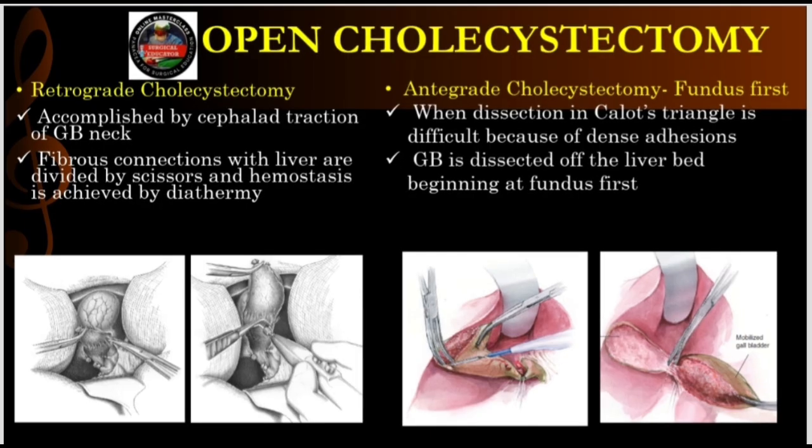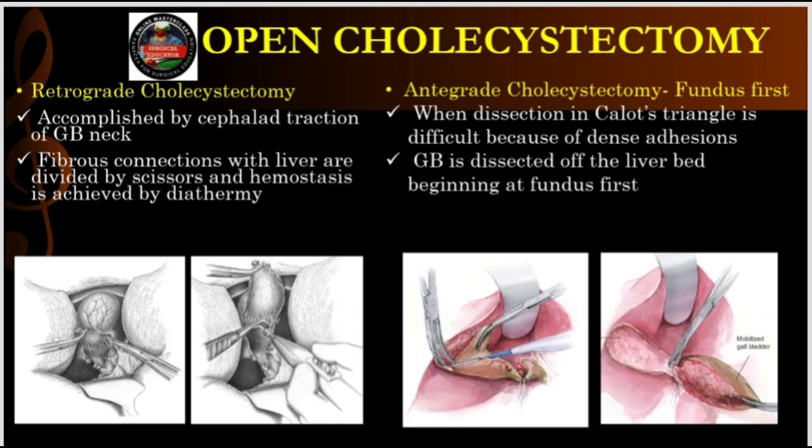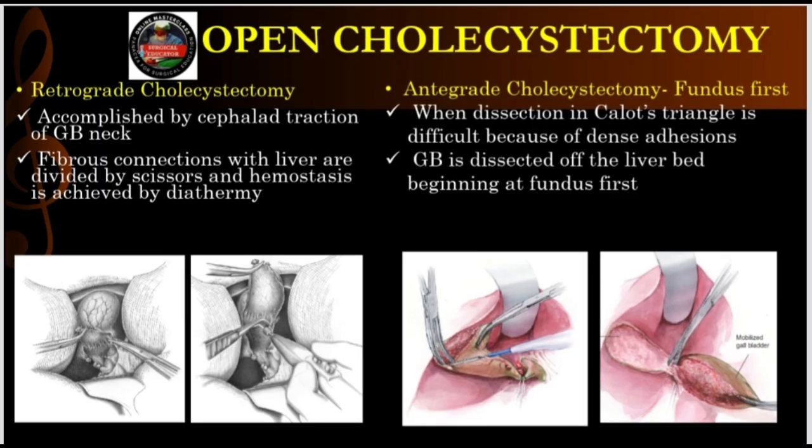This slide essentially describes the difference between a textbook operation and an advanced rescue maneuver. The retrograde approach is the standard. Retrograde implies moving backwards or from bottom to top.